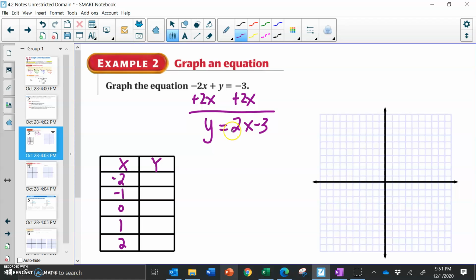When I plug negative 2 in, 2 times negative 2 is negative 4, minus 3, negative 7. 2 times negative 1 is negative 2, minus 3 is negative 5. 2 times 0, minus 3. 2 times 1, minus 3. And 2 times 2, minus 3. Once my table is created, I then plot my points. So negative 2 with negative 7.